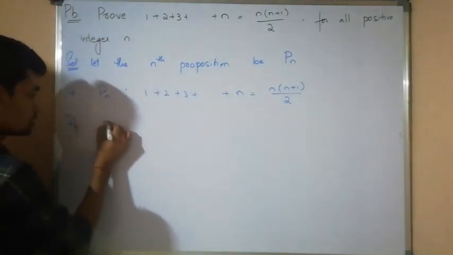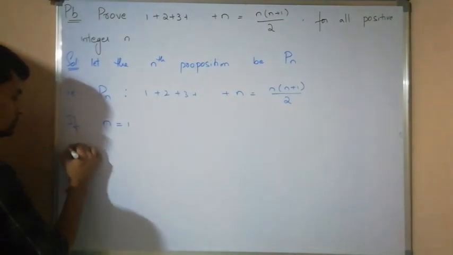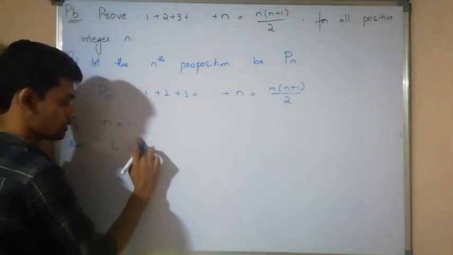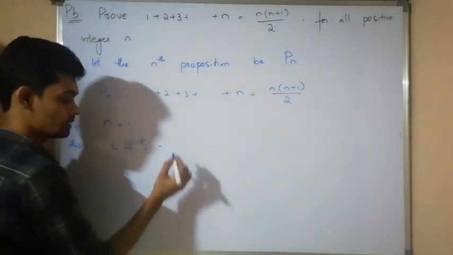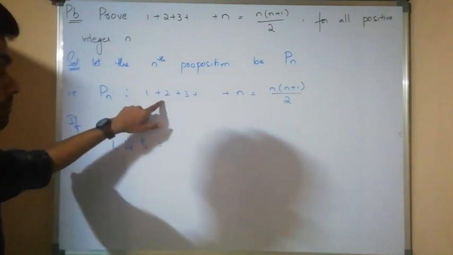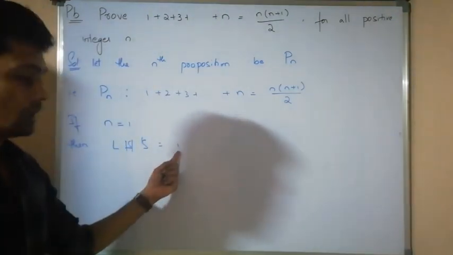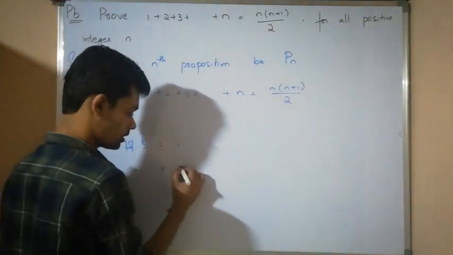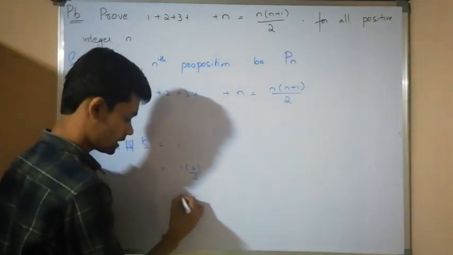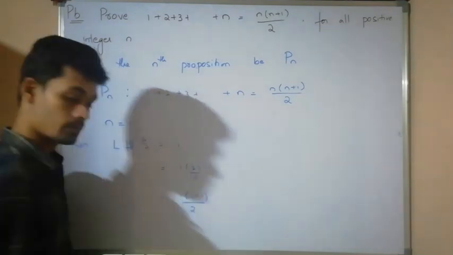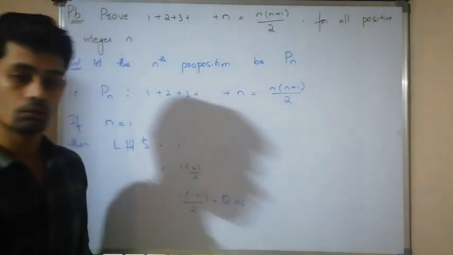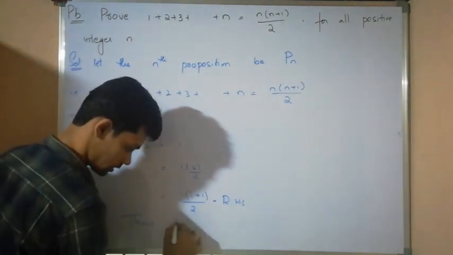If n is equal to 1, then what is the LHS? This is the LHS of P1. If n is equal to 1, then this sum becomes only 1. This 1 I can write as 1 into 2 by 2. Again 2 gets cancelled, you will get 1. This one can be written as 1 into 1 plus 1 by 2, which is nothing but RHS, which is equal to RHS. Thus P1 is true.